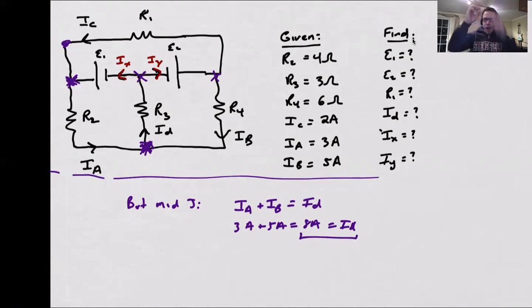Great, so 8 amps is going to flow up to that middle connecting branch. But then it gets to the top, and some flows out as IY to the right, some flows out as IX to the left. And right now we're kind of stuck, at least for the moment. But we do know ID, so this one is now done, okay?